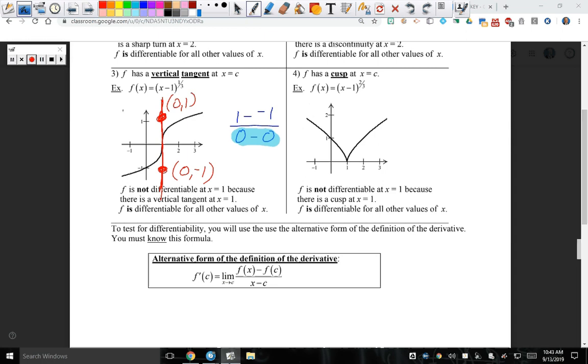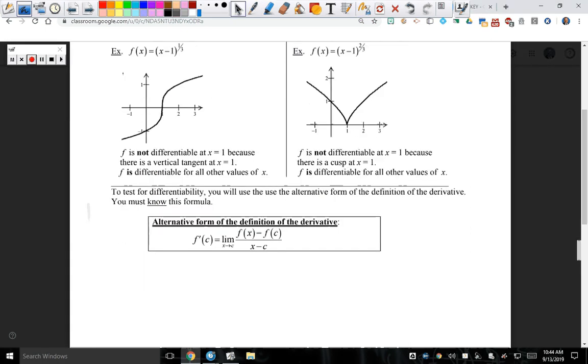And last but not least, this cusp. Sometimes at corners, they're not necessarily straight corners per se, but nonetheless, it's a graph that comes together that still feels like a corner. It's a drastic rate of change. Okay? So that would be your final one that you cannot take the derivative of.